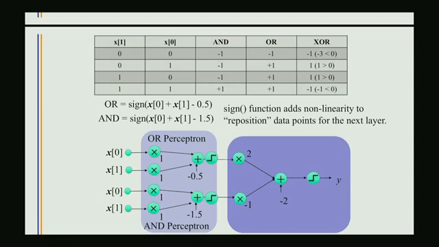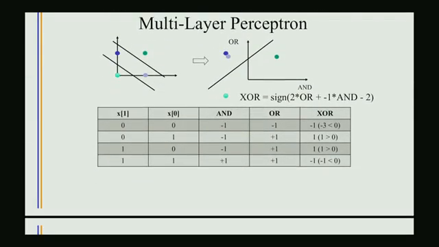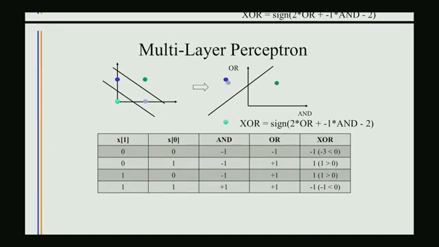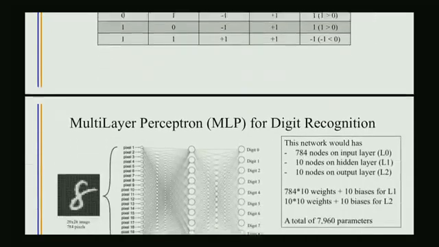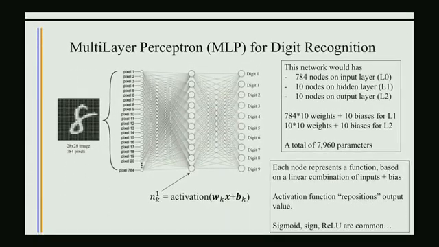AND is a linear function, one perceptron's enough. OR is a linear function, one perceptron's enough. XOR, nonlinear. I need two vectors, got to have another layer. And that brings up the multi-layer perceptron, MLP. And we're going to talk extensively about the multi-layer perceptron because it's quite effective at doing things like handwritten digit recognition.